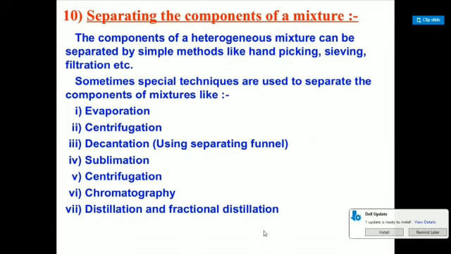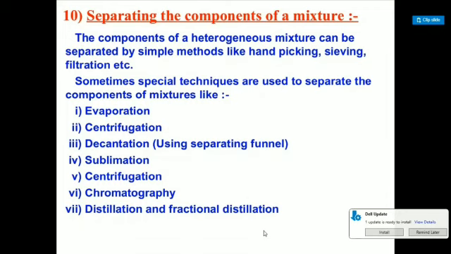Matter Around Us Is Pure, second part. I have already explained the first part. So the topic 10 is here: separating the components of a mixture. How do we separate different components from a mixture?